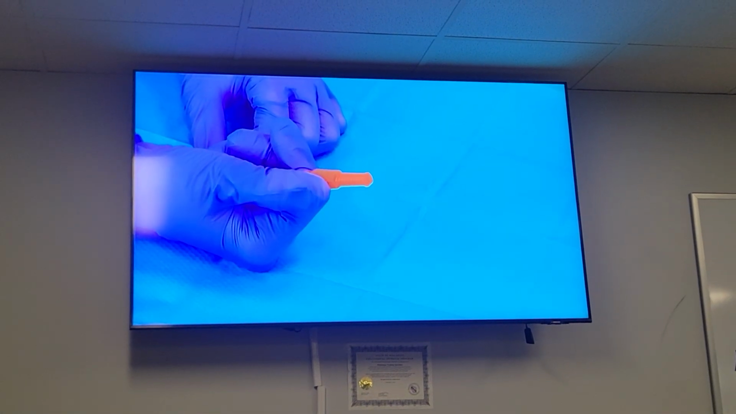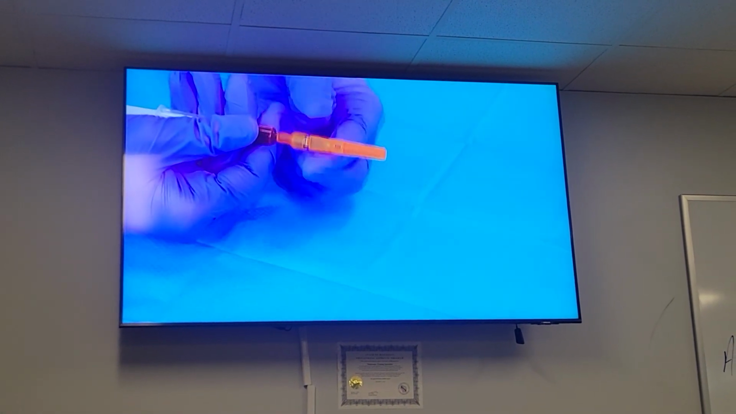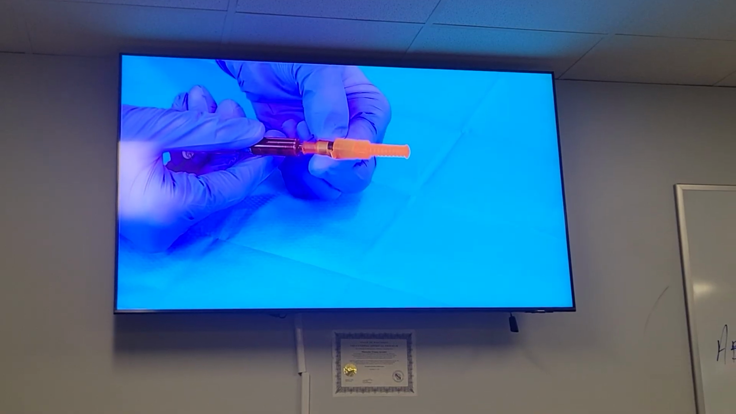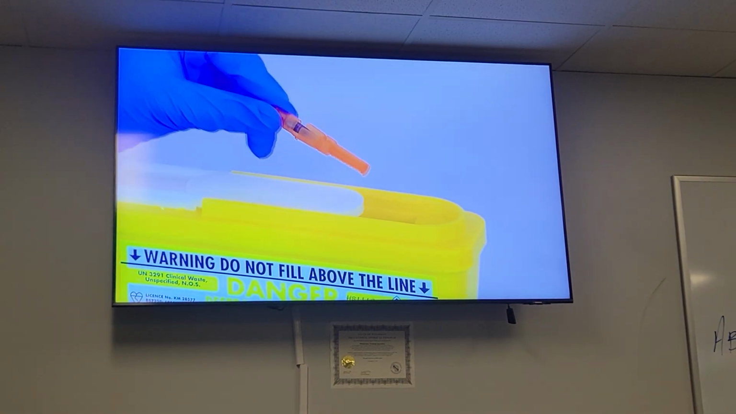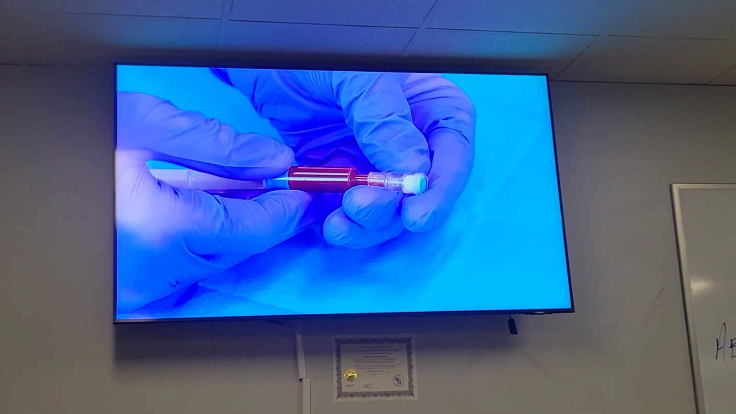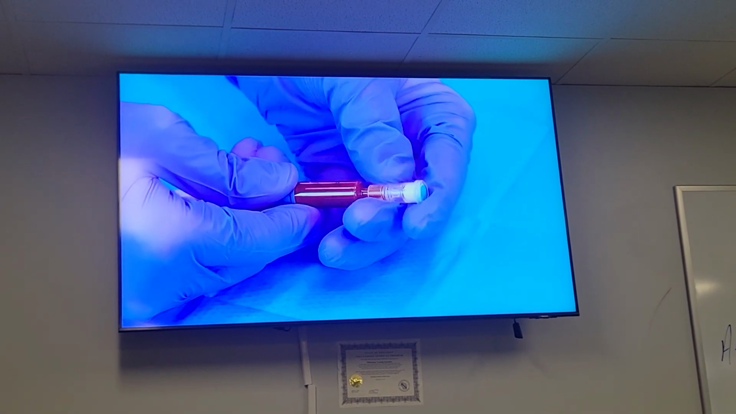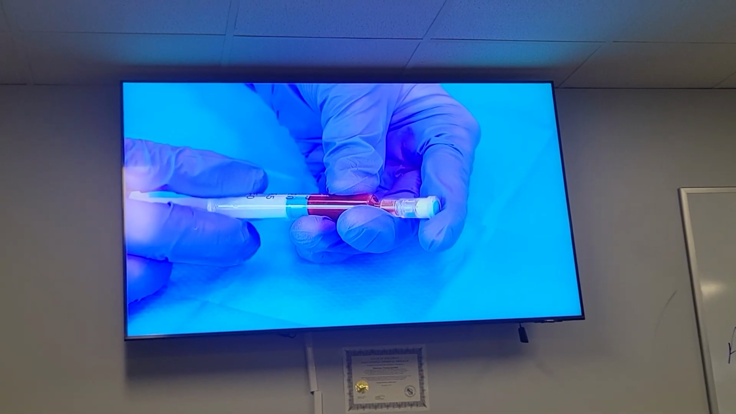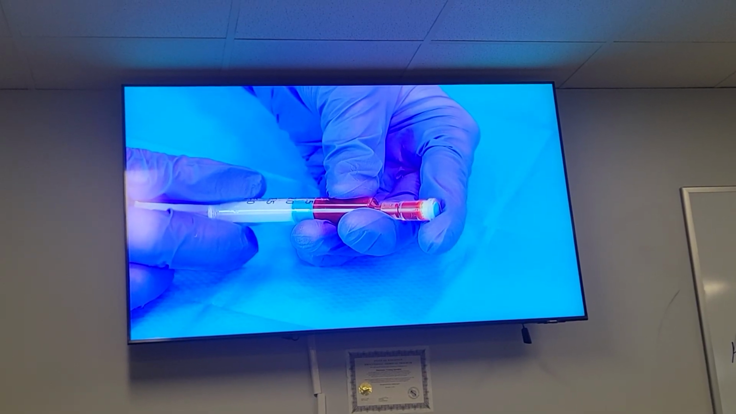The needle should then be resheathed, detached from the syringe, and placed into a sharps container. The syringe is then capped, and having safely tidied and disposed of our equipment and washed our hands, we can then take the ABG sample for analysis.